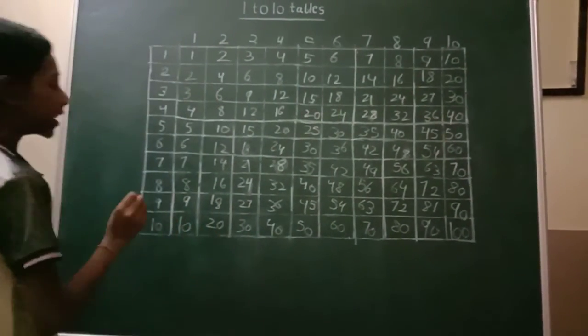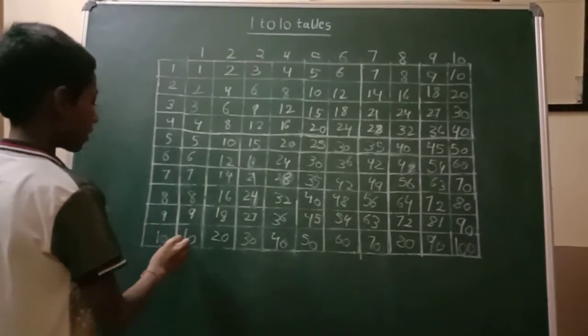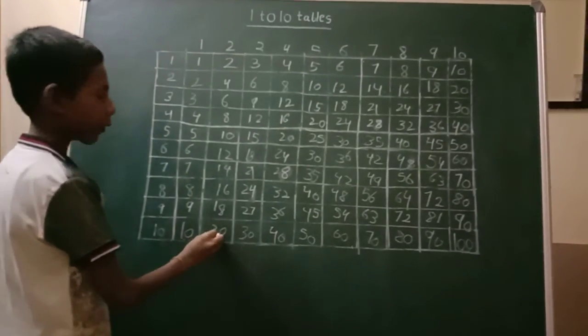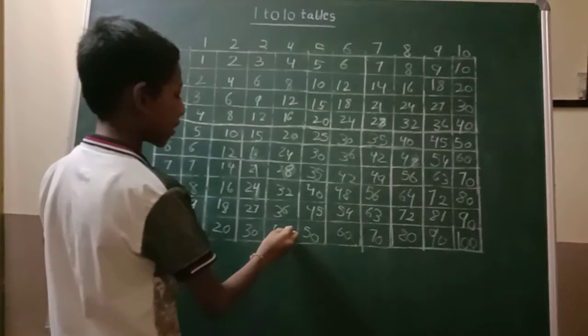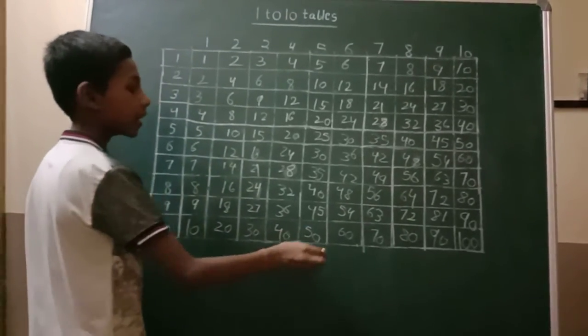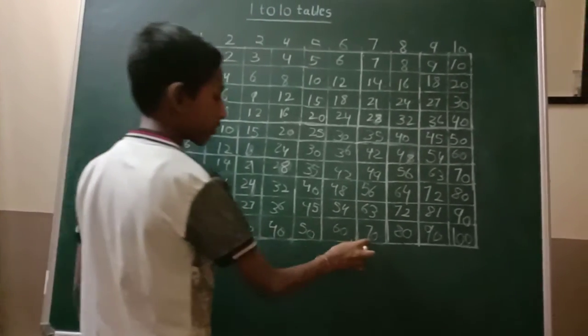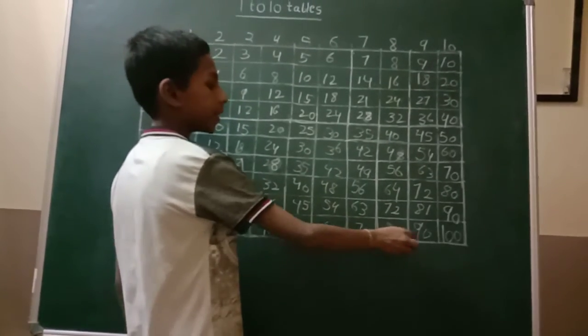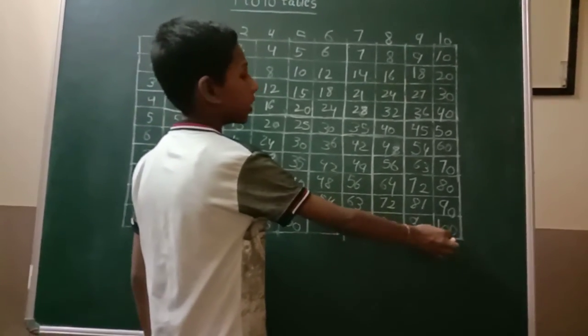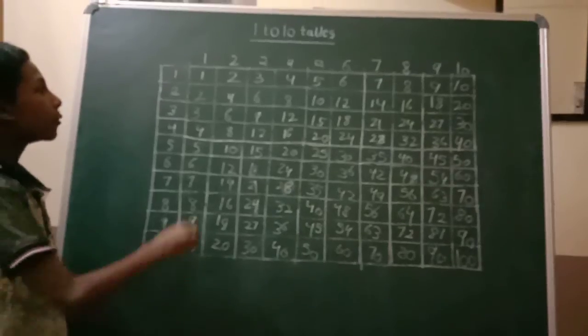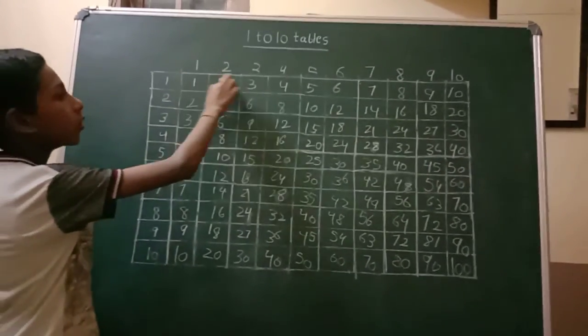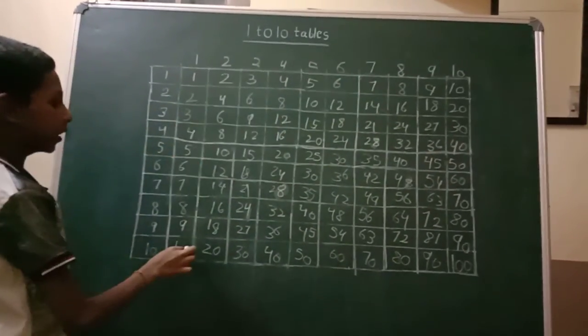We should check it is right or wrong. 10 ones are 10, 10 twos are 20, 10 threes are 30, 10 fours are 40, 10 fives are 50, 10 sixes are 60, 10 sevens are 70, 10 eights are 80, 10 nines are 90, and last 10 tens are 100. We can read in horizontal or vertical method.